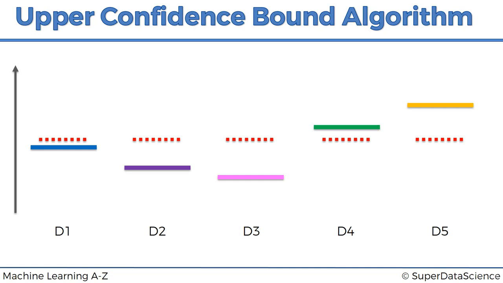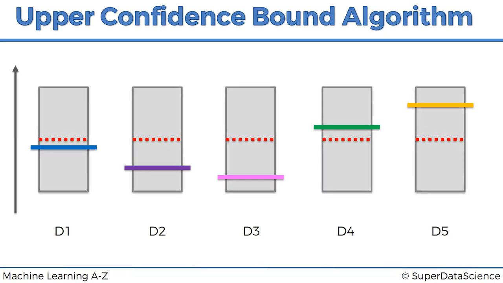Now, what the algorithm does is those formulas that are behind the algorithm, they create a confidence band, and it is designed in such a way that with a very high level of certainty, that confidence band will include the actual return, or the actual expected return.